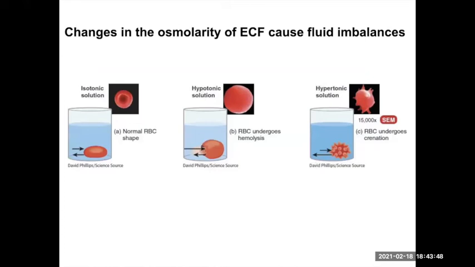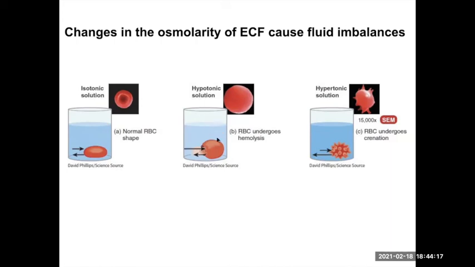All right, so what happens? What happens when there's fluid imbalances, right? Well, this is usually due to a change in the osmolarity of extracellular fluid, whether it's in the blood or in the interstitial fluid. This causes a whole bunch of problems, right? Ultimately, we're leading to one of these conditions, right? If your blood is going to be hypotonic, right? Too much water, right?